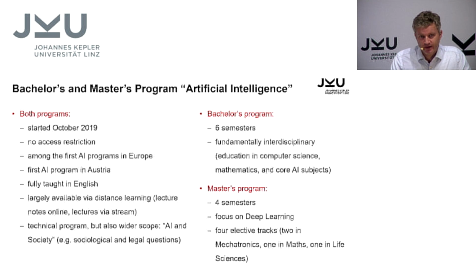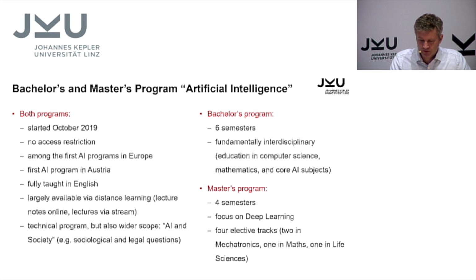The field of AI, as you saw, is a technical field, so you will learn lots of computer science and mathematics and so on, but we try to also give you a wider scope. So we have a kind of subject dealing with the topic of AI and society, where we treat sociological and legal questions, for instance. Our bachelor program is 6 semesters. It is fundamentally interdisciplinary. We have main core education in computer science and math, but also the core AI subjects, which I will mention in a minute.